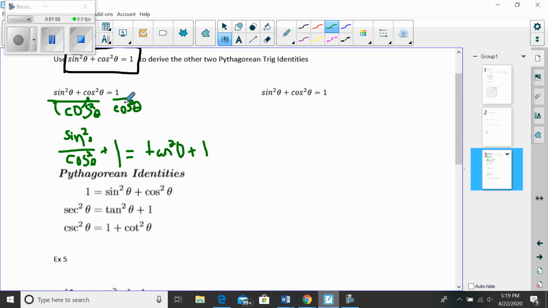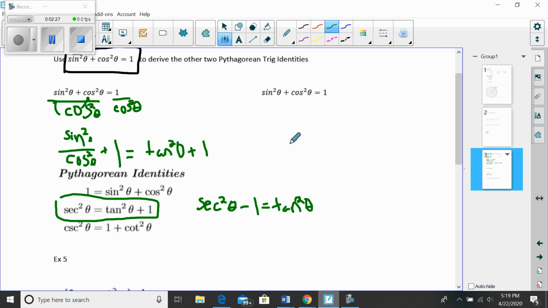And what's 1 over cosine squared? I should recognize that as secant squared. So that's how I get this identity down here. And of course, if I wanted to, I could rewrite this and say secant squared minus 1 equals tangent squared. So if I ever saw tangent squared in a problem and I wanted to find a replacement for it, I could replace it with secant squared minus 1 if that helped me.